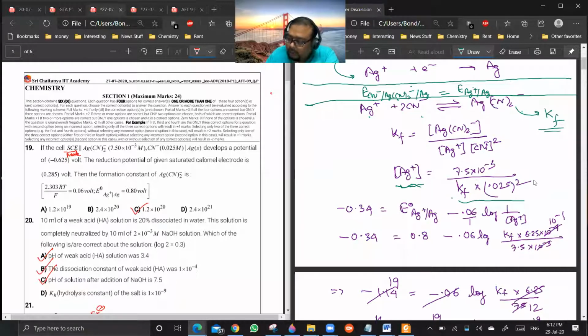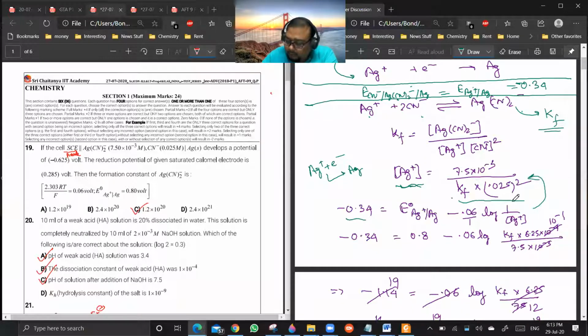Okay, so you see, this Ag plus concentration we need to find out. This Ag plus will be used in this. This is equal to 0.34 with a negative sign. So I can write E cell is equal to E naught Ag plus to Ag minus 0.06 by 1 log of 1 by Ag plus. For this reaction, I can write this half cell Nernst equation. And here the value of Ag plus will be this one.